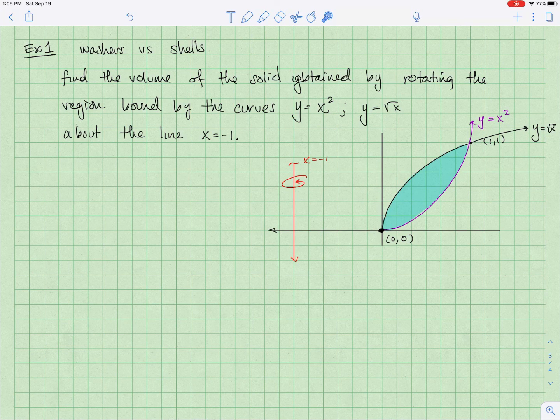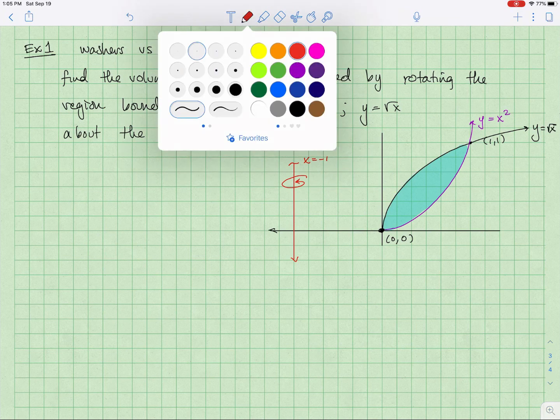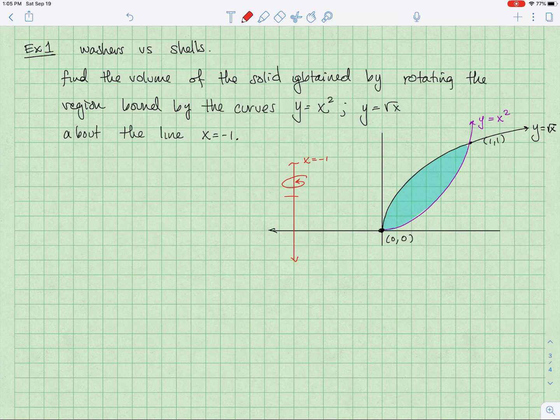We're going to rotate about that particular vertical line. So when we do that, if we decide to use washers, either way, we're going to slice perpendicular to our axis of rotation. When we slice perpendicular to our axis of rotation, we're going to get a horizontal strip out of the middle of this shaded region. And as we rotate, that region is going to generate a washer.